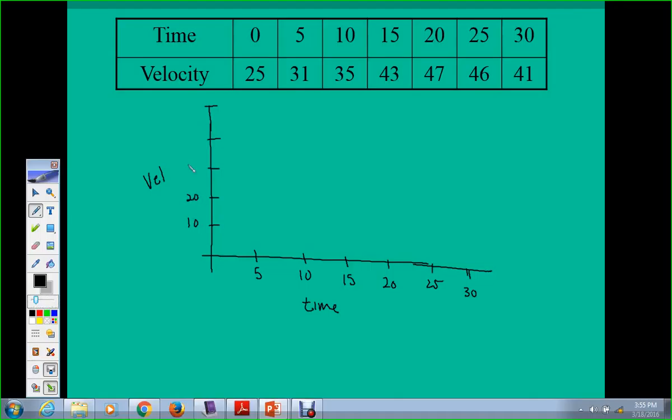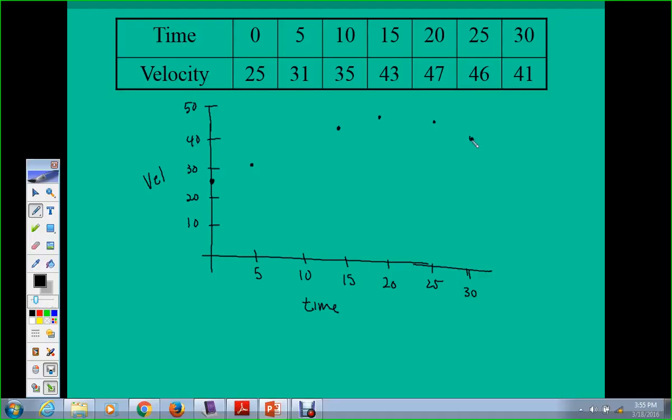So if we plot those points now, we would have 0, 25, 5, 31, 10, 35, 15, 43, 20, 47, 25, 46, and 30, 41.